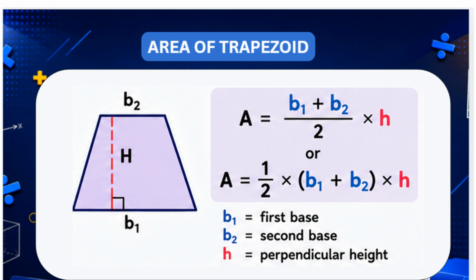When solving, follow these steps. First, add the two bases. Second, multiply the sum by the height. Third, divide the product by 2. Finally, write the answer using square units.